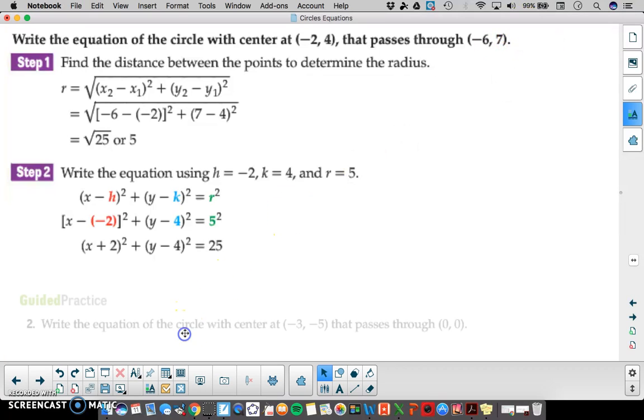And here's a practice problem I want you to try. Write the equation of the circle with a center at negative 3, negative 5 that passes through 0, 0.